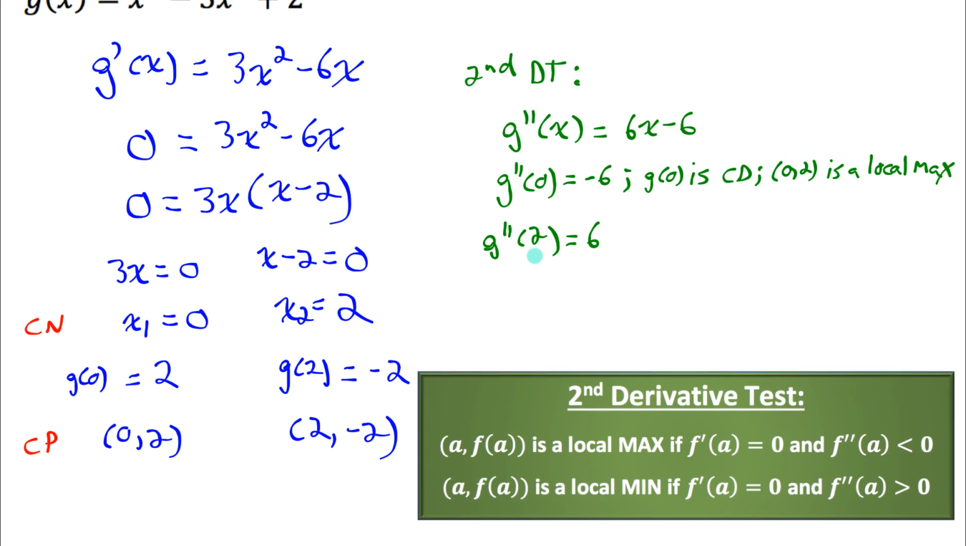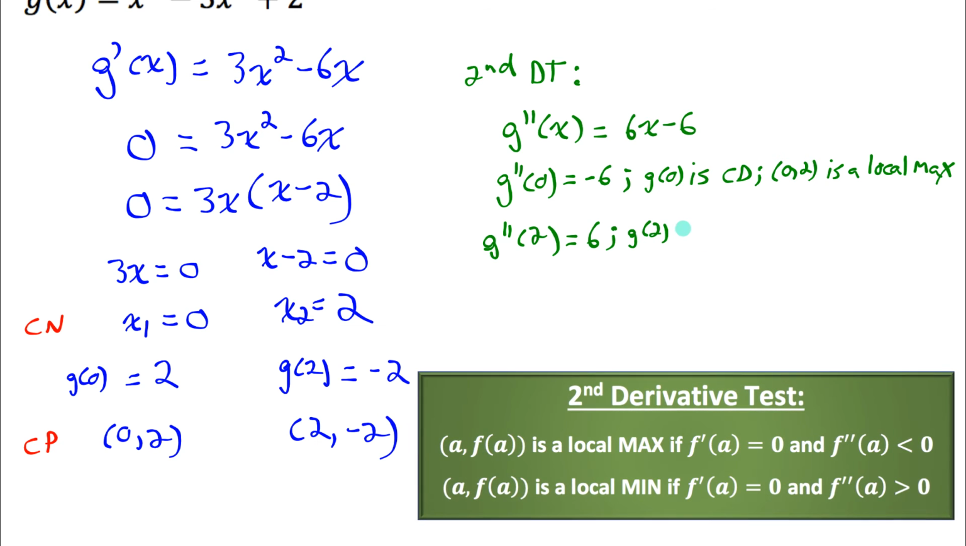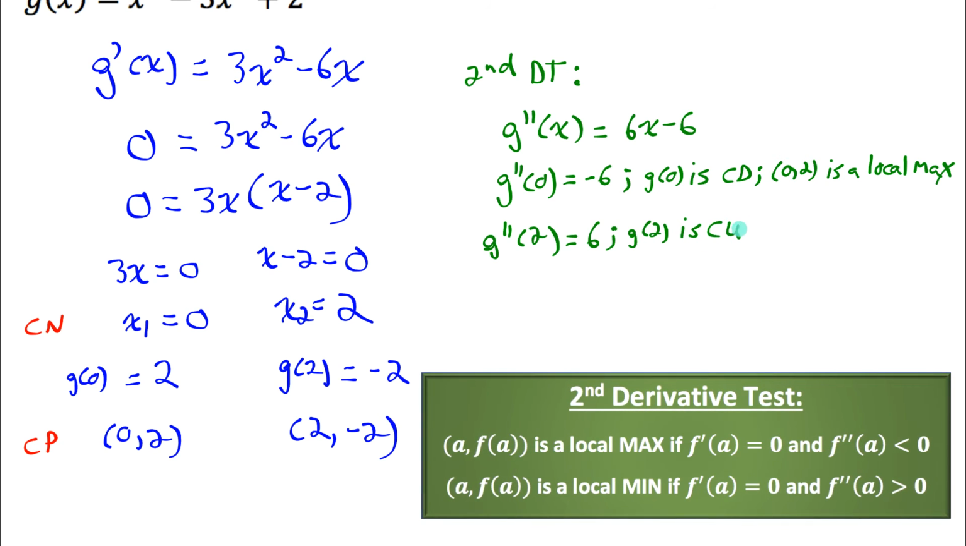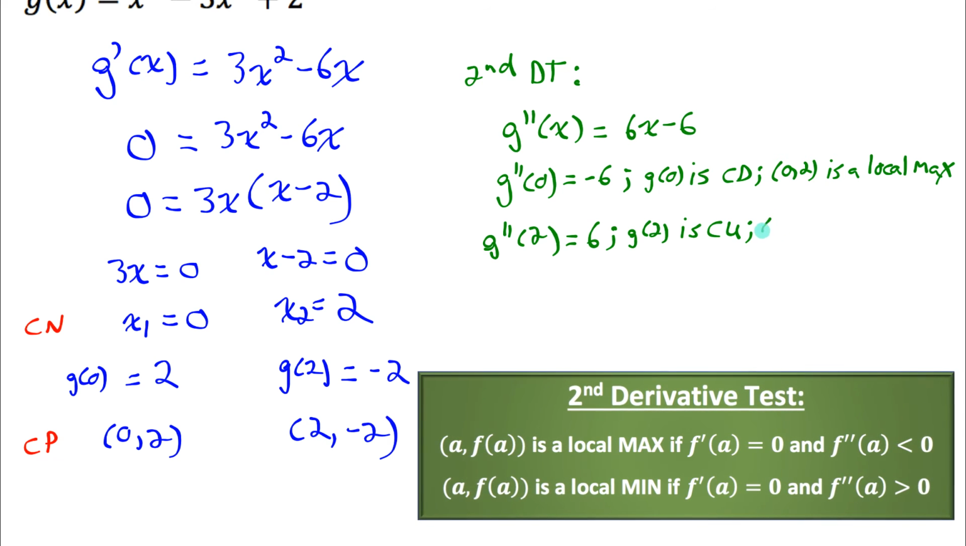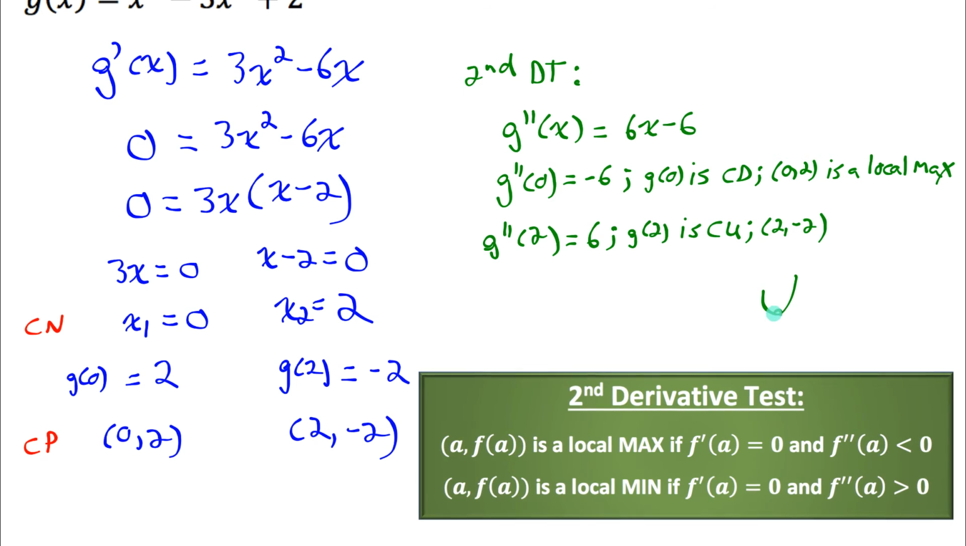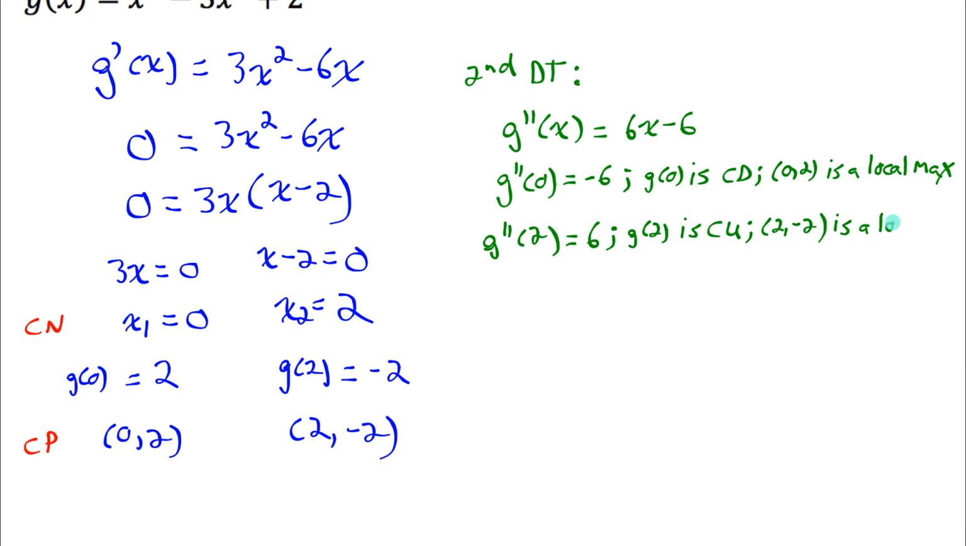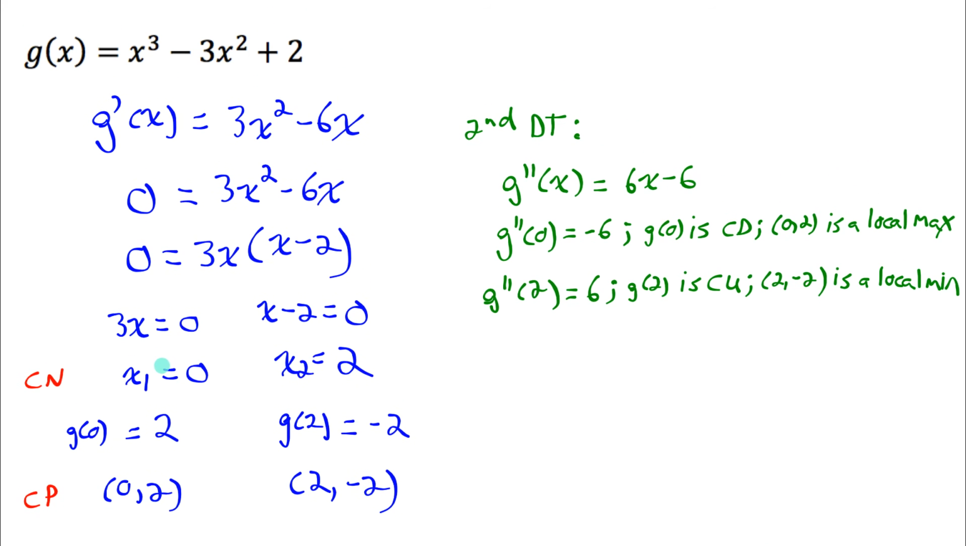The second derivative is positive when x is 2. That means at 2, the original function is concave up. Therefore, that critical point, the point (2, -2), since at that point the function is concave up, that means it's a local min. (2, -2) is a local min. Good, so that's how you do the second derivative test.